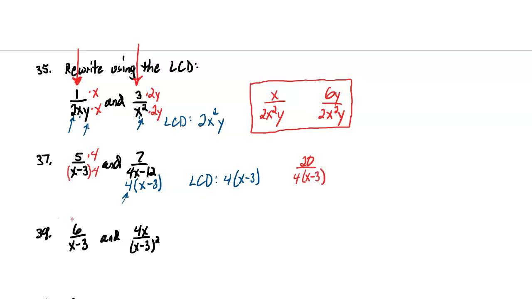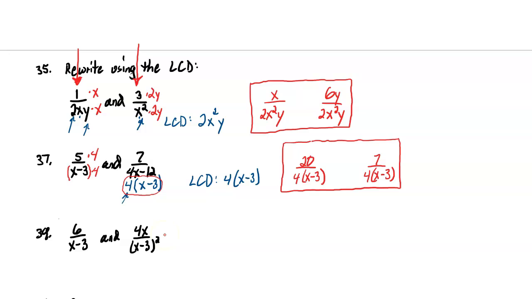Now let's look at our second fraction, the 7 over 4x minus 12. That already has the least common denominator, so we don't need to make any changes to that fraction. We're just going to keep that one the same. It's 7 over 4 times x minus 3.